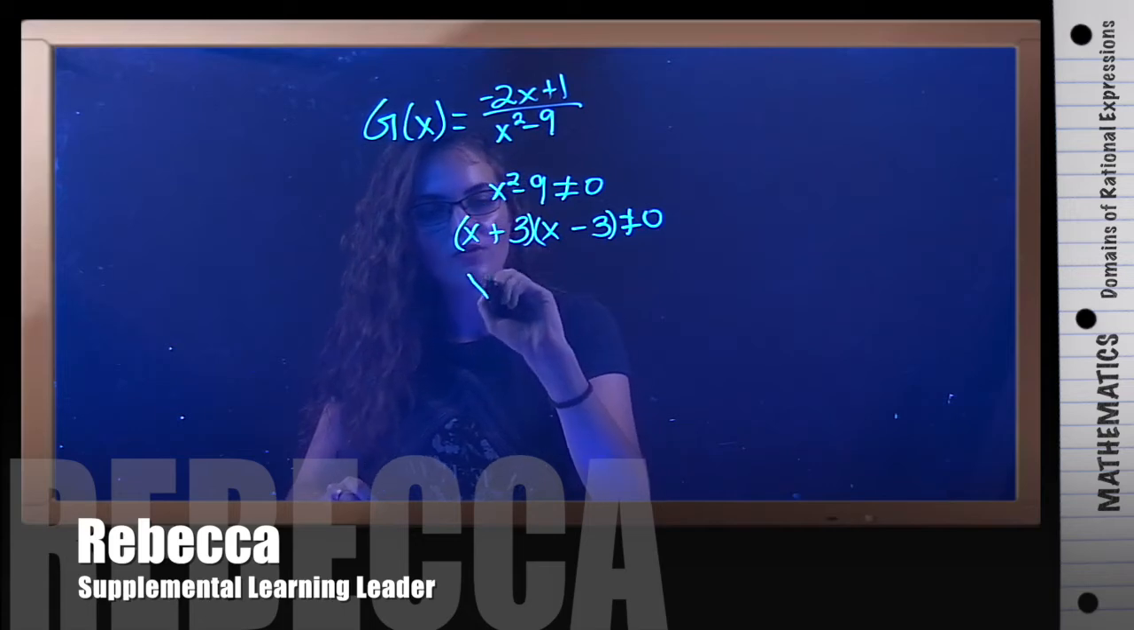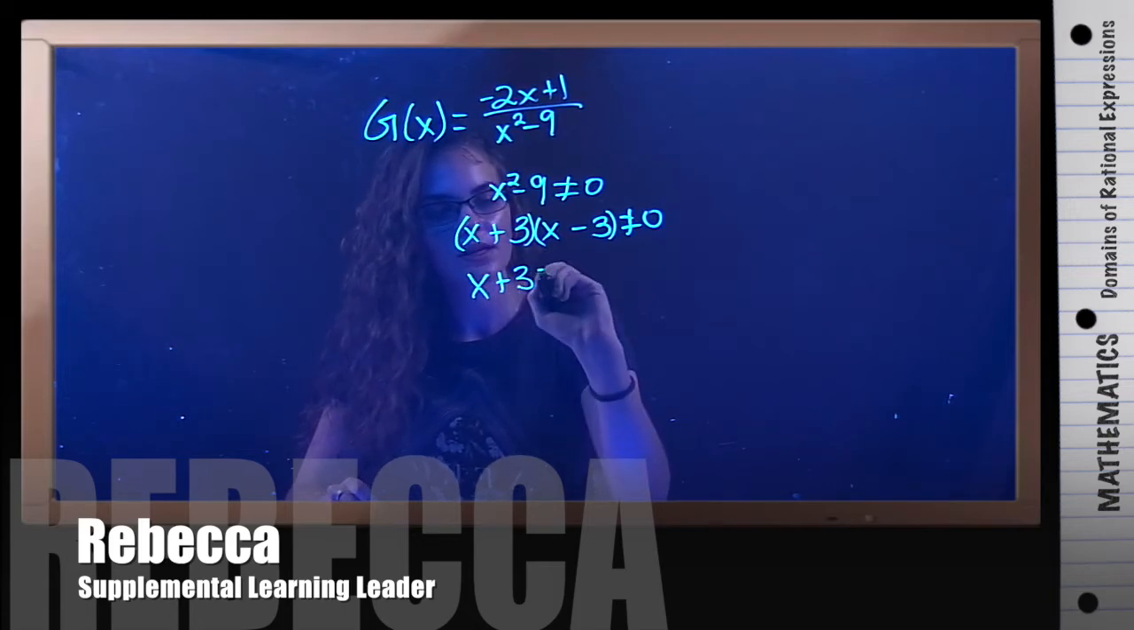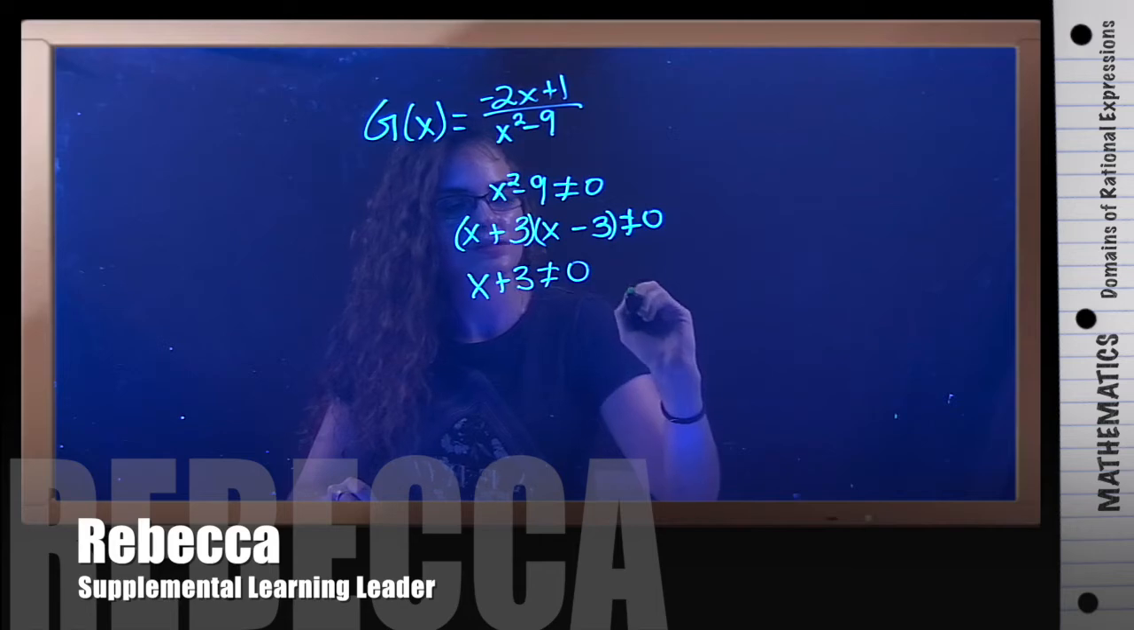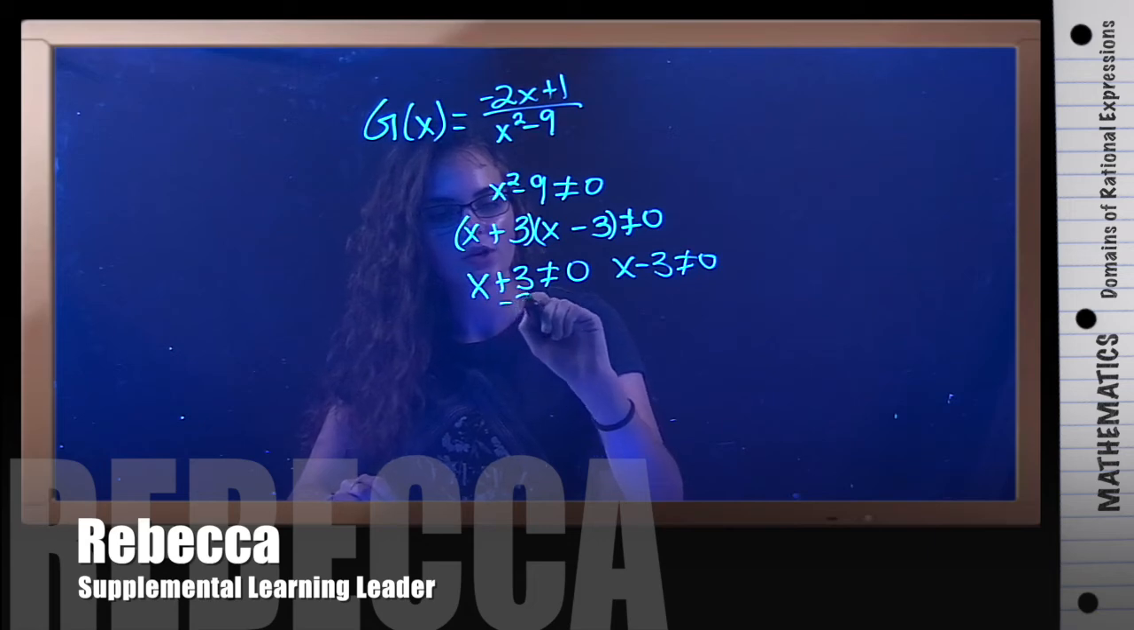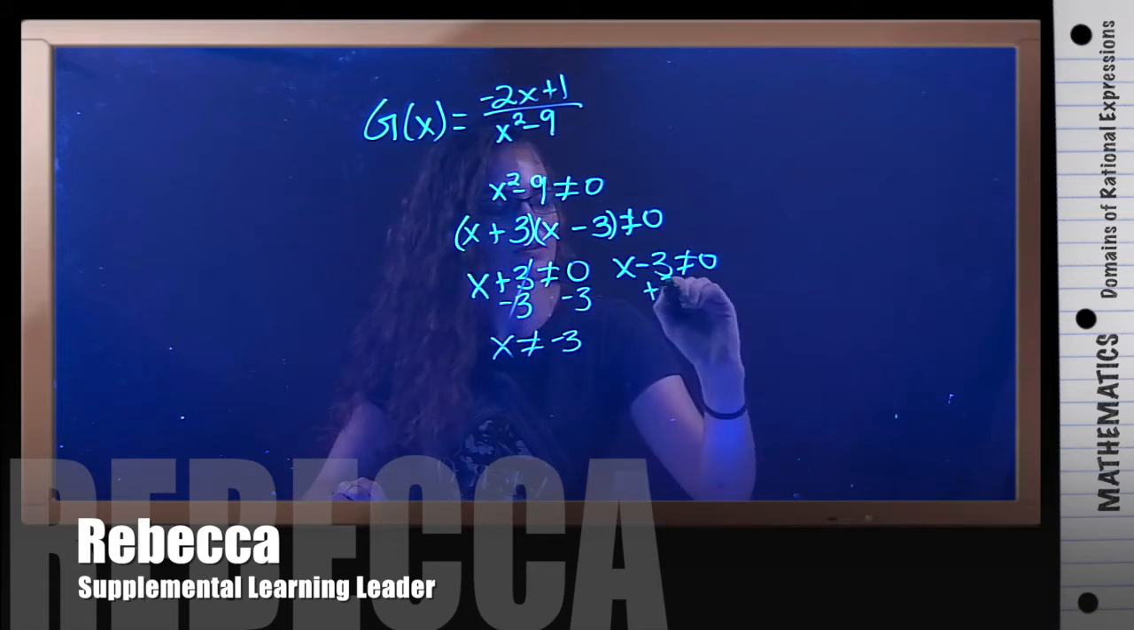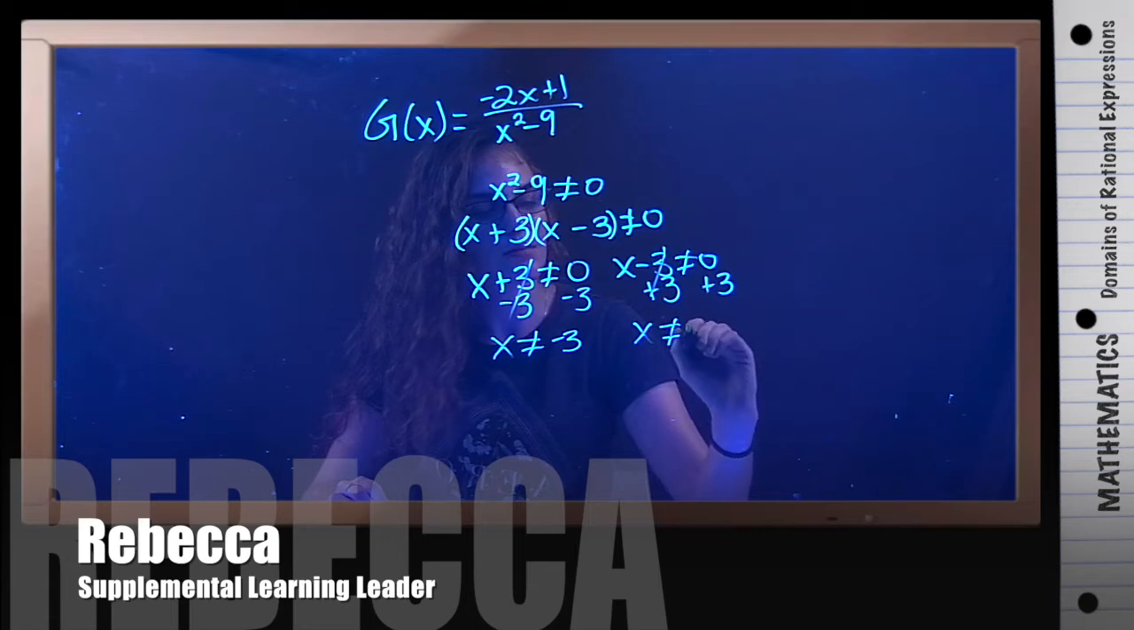Now we can make both of our factors not equal to 0: x plus 3 not equal to 0, and x minus 3 not equal to 0. Now we can solve both of them. Here we can subtract 3, so x cannot be negative 3, and here if we add 3, x cannot be positive 3.